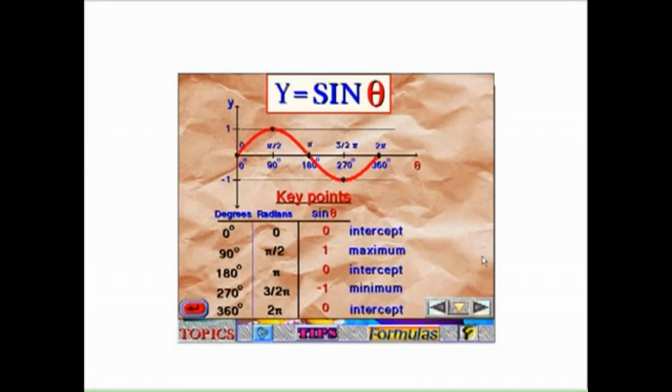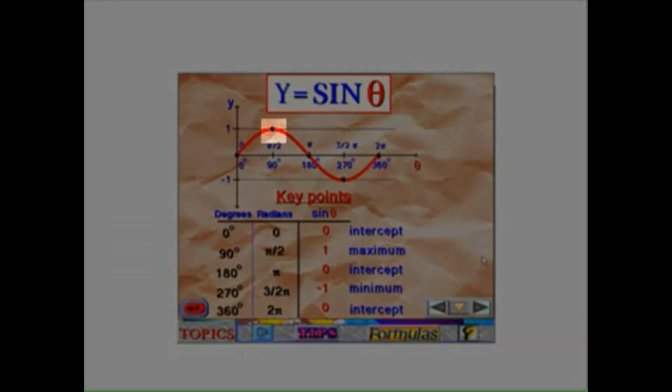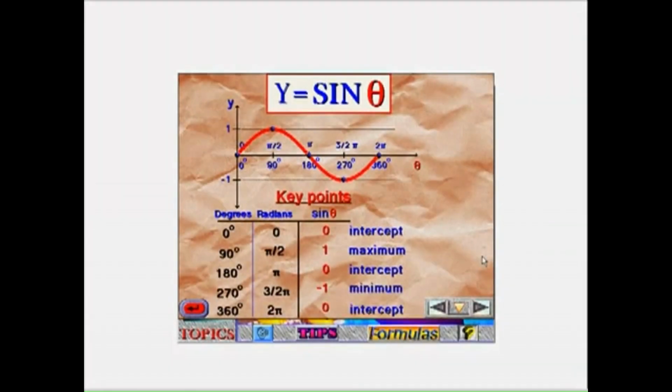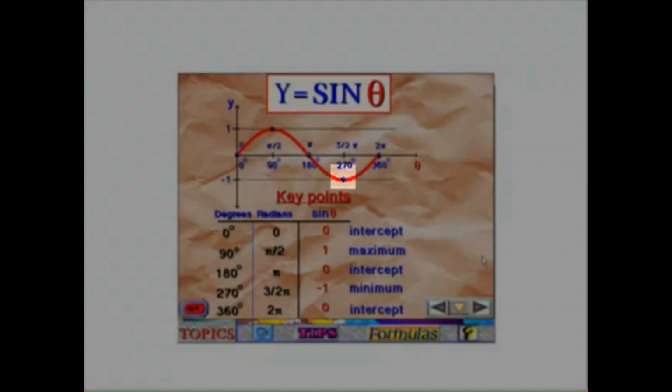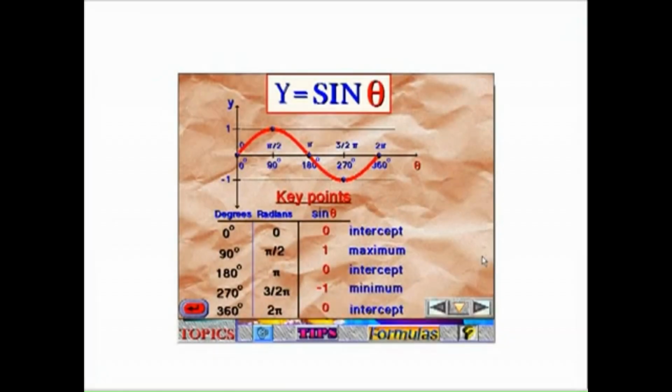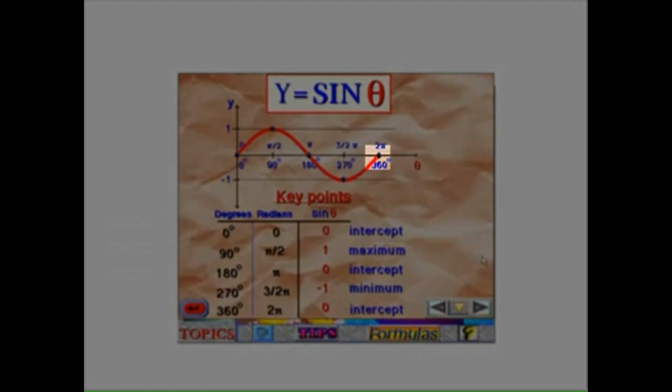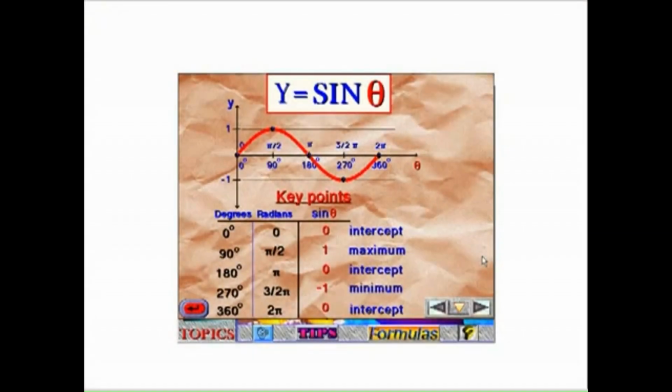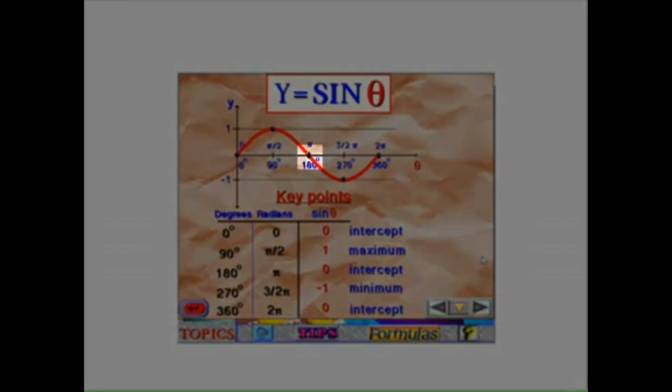If we look at the graph of sine of theta overall, we see that it starts at 0. It goes to a maximum of 1 at 90 degrees, or pi over 2, and it has a minimum at negative 1 at 3 pi over 2, or 270 degrees, and when it goes back up to 360 degrees, or 2 pi, it's back where it started. It also intercepts the x-axis at pi, at 180 degrees.